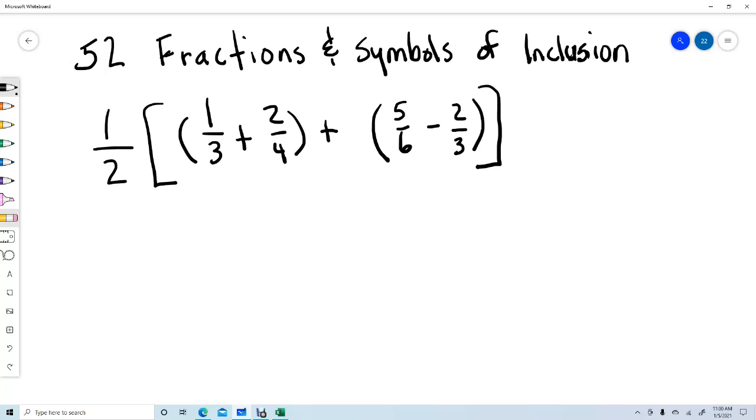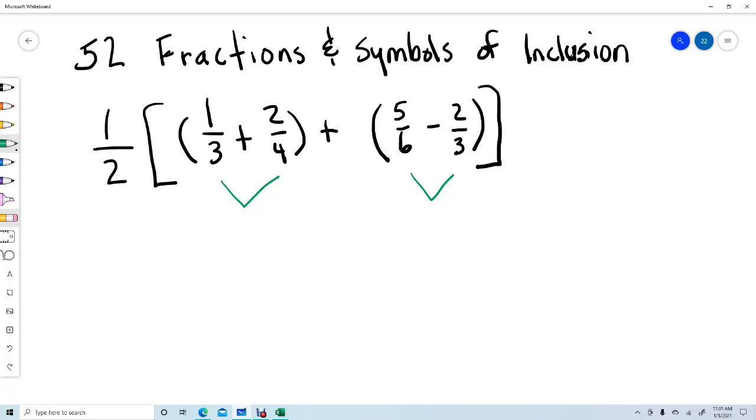Okay, the reason why it's important to consider fractions and symbols of inclusion is because, for example, when we add and subtract fractions, we need to find a common denominator. In this particular equation, we have 4 different denominators here: 2, 3, 4. I would not sweep through and find a common denominator for all these fractions. I only need to find, at least at first, a common denominator for those two and a common denominator for those two separately, because I have to work what's in parentheses first. So I have to add 1/3 and 2/4.